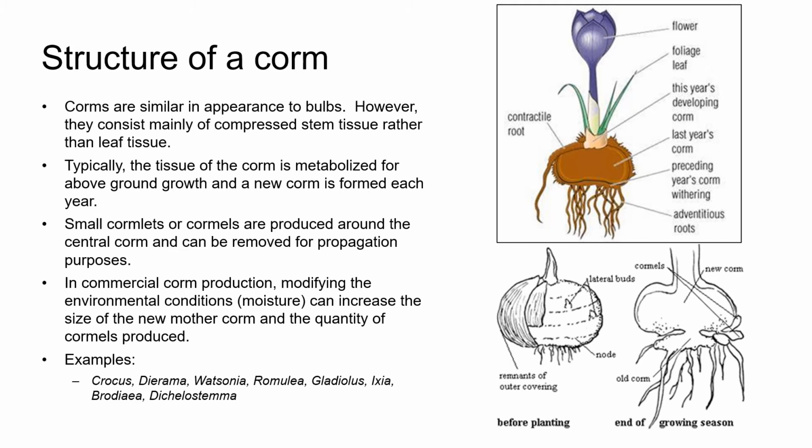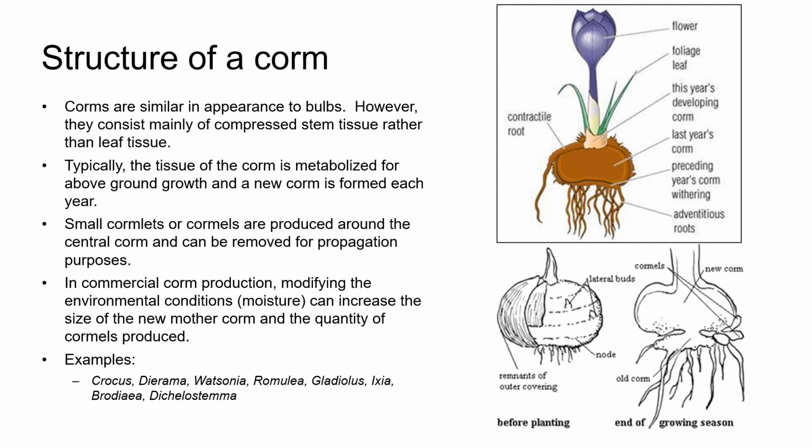Let's talk now about corms. Corms are really easy to confuse with bulbs. They have a very similar appearance, but they consist mainly of compressed stem tissue rather than leaf tissue. They usually have a dry outer covering, which is somewhat similar to tunicate bulbs. But if you remove that, you can often see the internodes and lateral buds at the nodes.